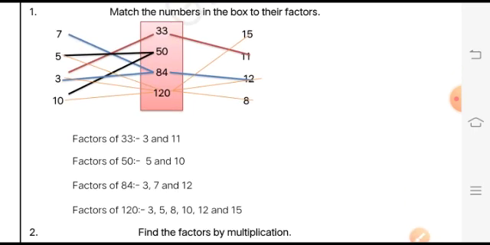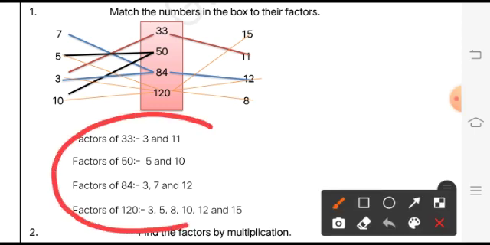Likewise, we have to check for other numbers as well, and we see factors of 33 are 3 and 11, factors of 50 are 5 and 10, factors of 84 are 3, 7 and 12, and factors of 120 are 3, 5, 8, 10, 12 and 15. Factors means they divide the number exactly. You need not write this, you just have to match it in your book.